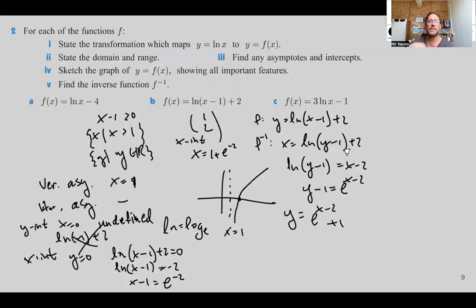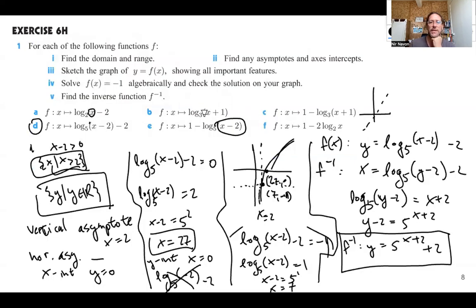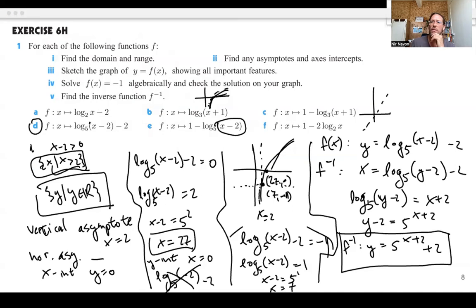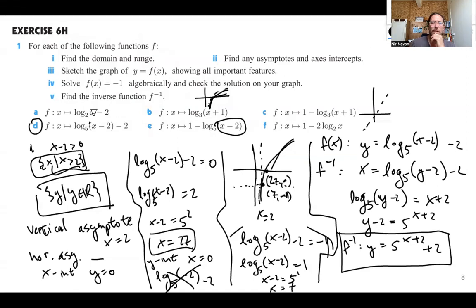Let's go back and see a bit more of the transformations here. So this would be a shift. If this is log base 3 of x, log base 3 of x plus 1 would be here, a translation to the left by 1. Here, if this is log base 2 of x, this would be a vertical translation downwards.